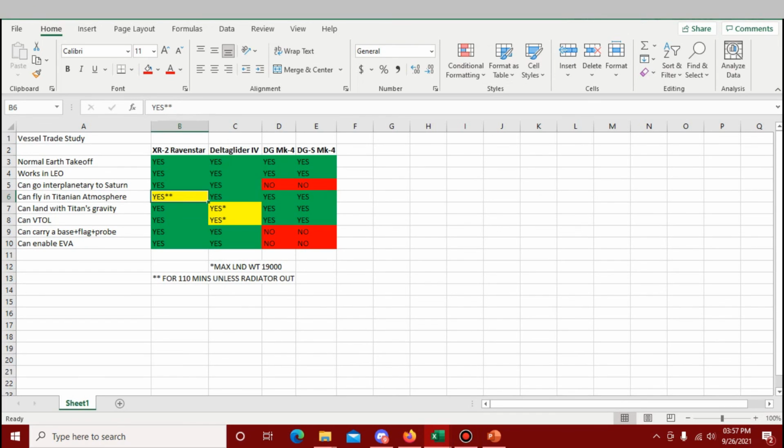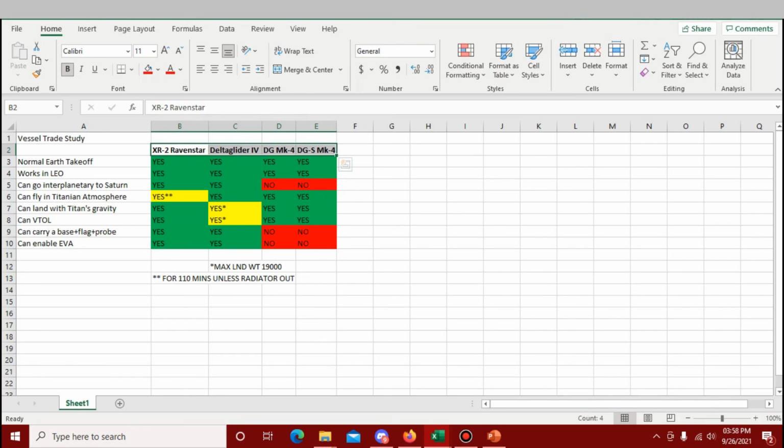Okay, guys, we have our vessel selected. I did a trade study, basically described everything that was needed in column A, and got 4 candidate ships from all of my spaceflight simulators, and took a look at what they can do, what they can't do. What we found was that the Delta Glider version 3, or I should say Delta Glider Mark 4s, both the regular version and the scramjet version, cannot do the mission. They can't make it to Saturn, or they can, but then they have to return. So the only way that this is going to work is if we take an XR2 Ravenstar and a Delta Glider 4.